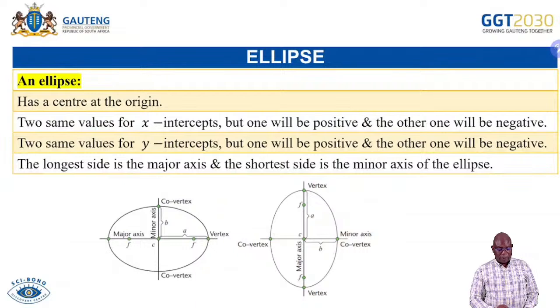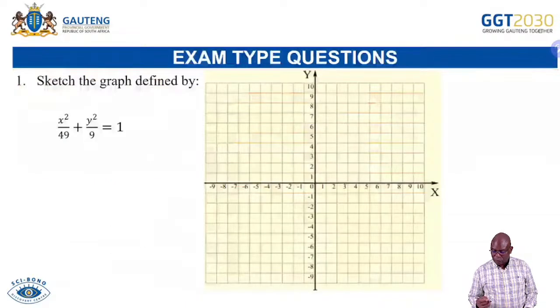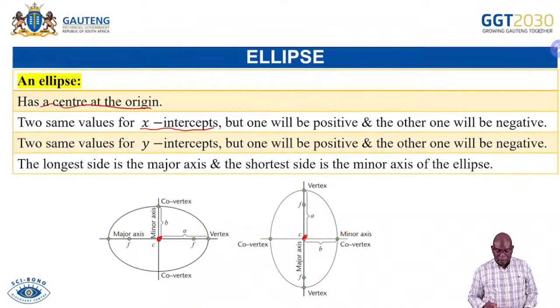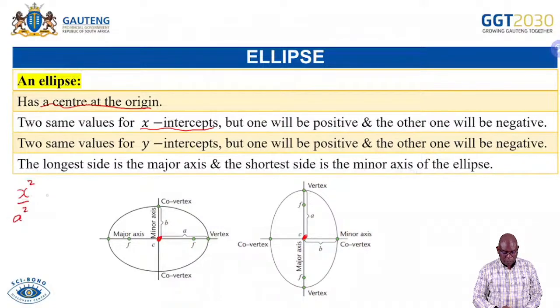Ellipse. An ellipse has a center as the origin. So we have a center as the origin, right? Two same values for the x-intercept. In other words, it's written in the form x squared over a squared plus y squared over b squared equals 1.